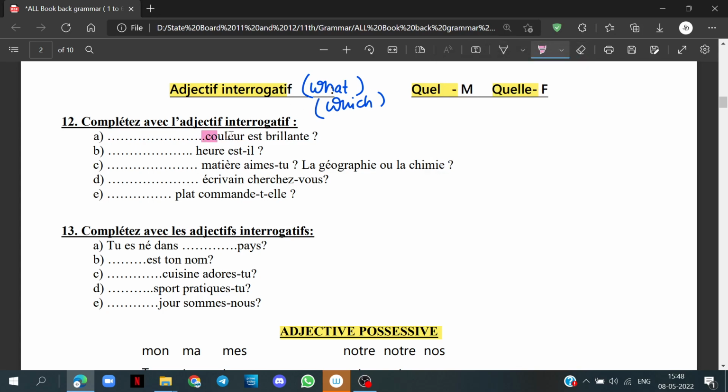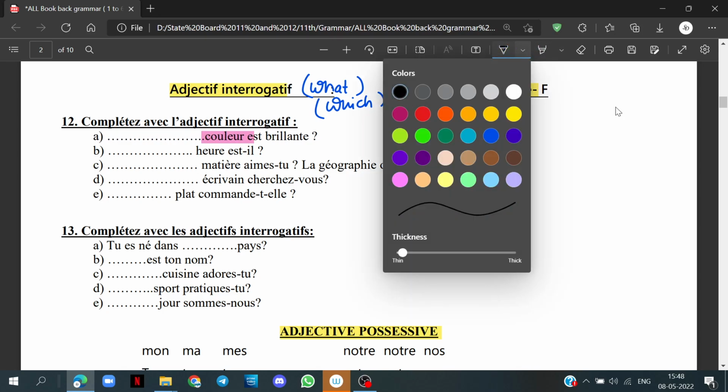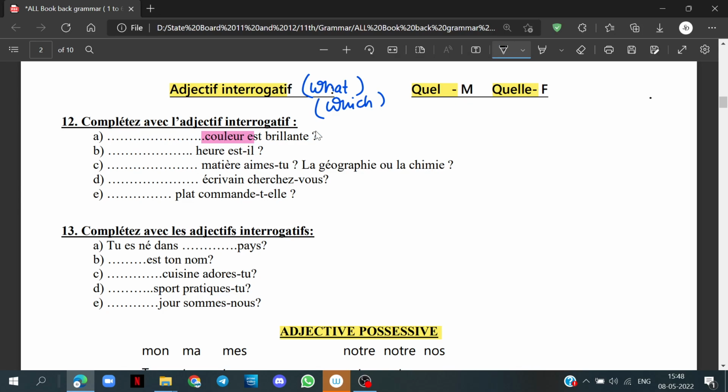The words ending with E are feminine. The words not ending with E are masculine. So the word couleur, as I said, is a feminine word, so use quelle. Matière ends with E, so quelle. Quel écrivain, which writer? Écrivain doesn't end with E, it's a masculine word. Plat, masculine word. So remember these two exercises, we have only the one exception, which is couleur.